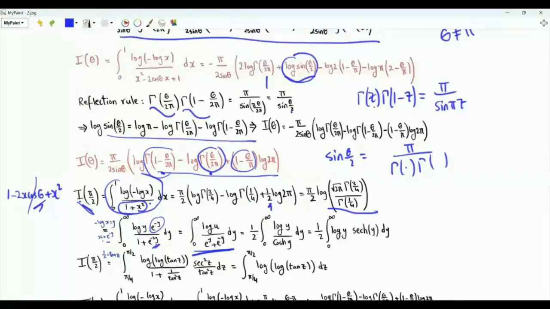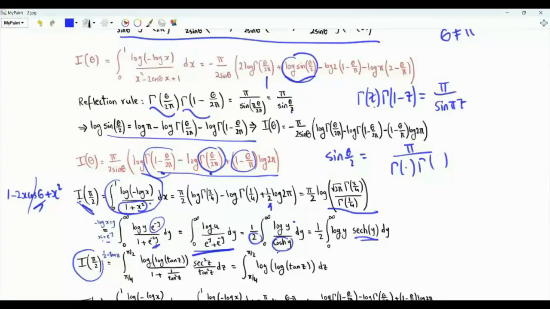e to the y plus e to the minus y is 2 times the hyperbolic cosine of y. 1 over the hyperbolic cosine is the hyperbolic secant function applied to y. Our integral of interest evaluated at pi over 2 can also have another form if we use another substitution.